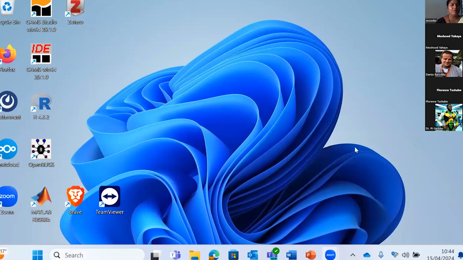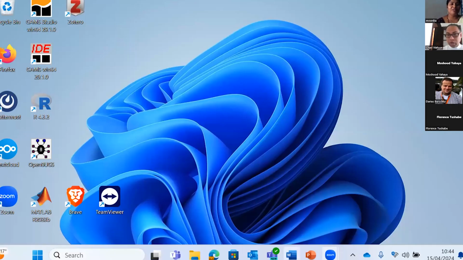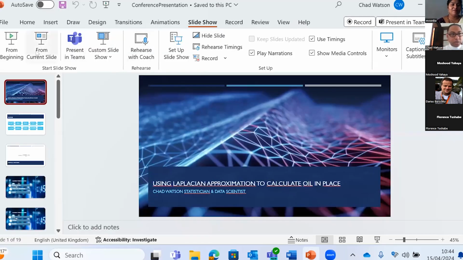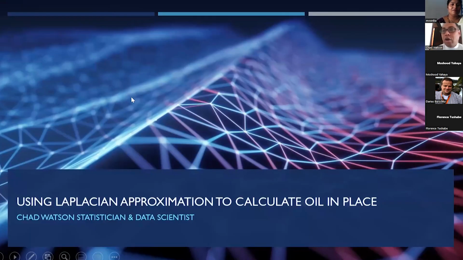Okay, so my talk today is actually looking at Laplacian approximation. So let me share my slide. Okay, share screen. Is everyone seeing my screen? Yes, now it is visible. Okay, so let's start from the beginning. All right, so my presentation, everyone seeing that? Yes, it's visible. Okay, awesome.